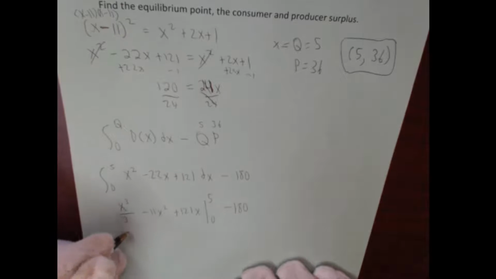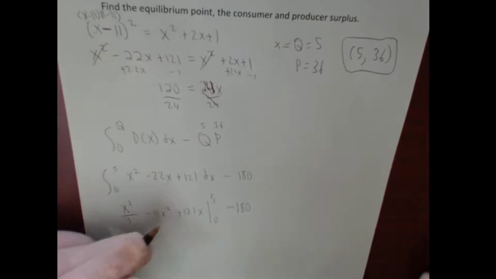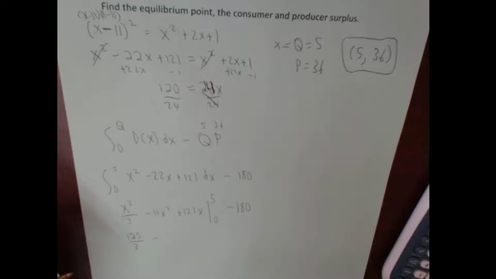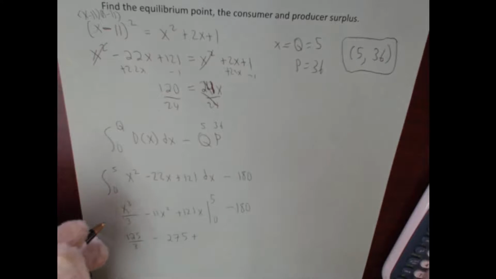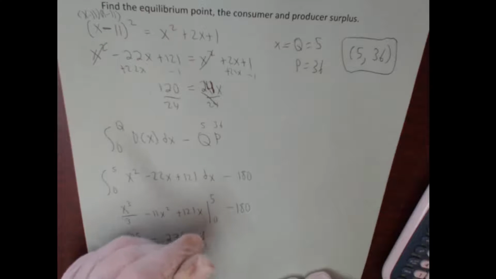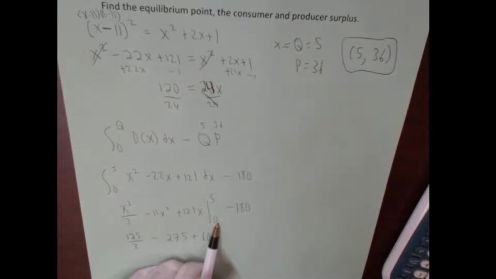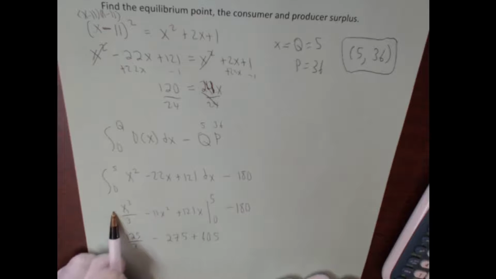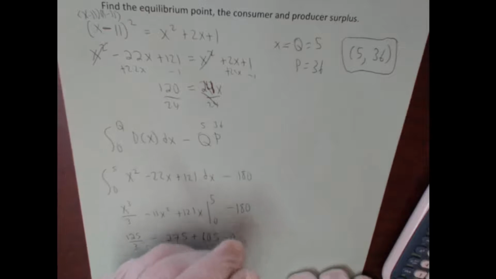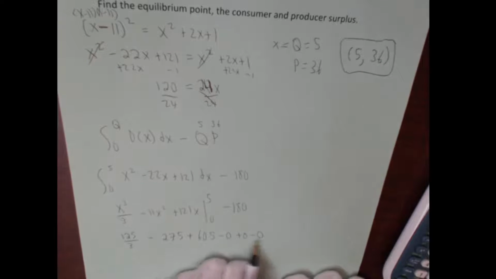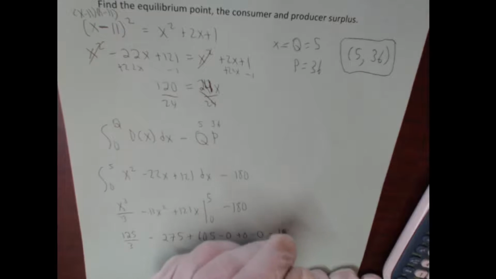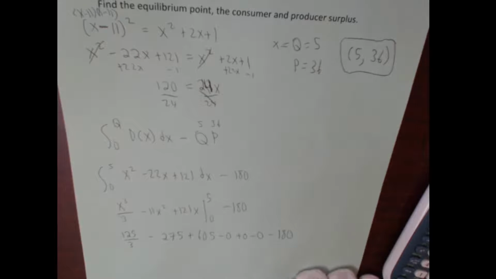Plug in 5 to get 125/3 minus 5 times 5 times 11, which I'm going to use the calculator for. 5 times 5 times 11 is 275, plus 121 times 5, which is 605. Now don't forget, this time it works out, but sometimes these zeros actually leave lingering values. So that's minus a 0, plus a 0, minus a 0. And remember, we're subtracting, so two negatives make a positive. Of course, it doesn't matter in this example. Don't always assume that these are zeros. They will be most of the time, but not always. And then finally, our minus 180 at the end.